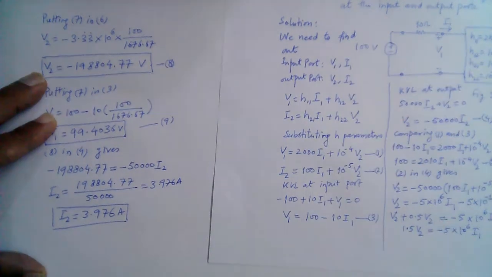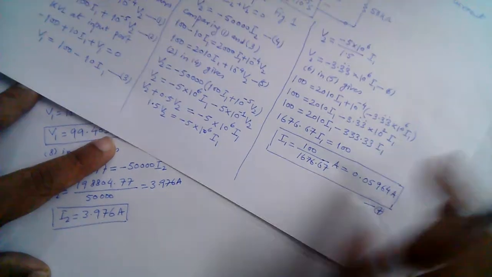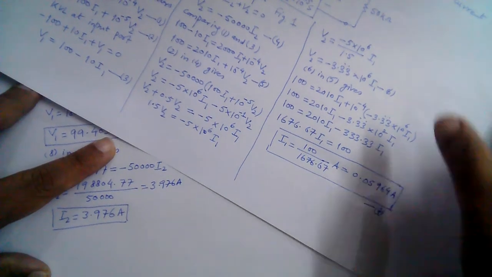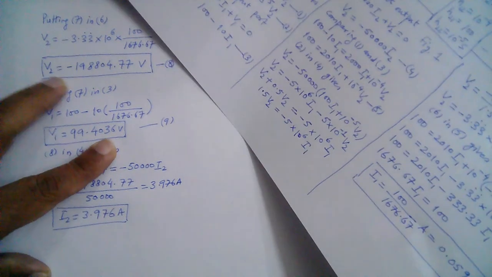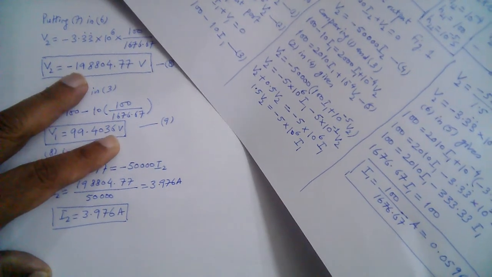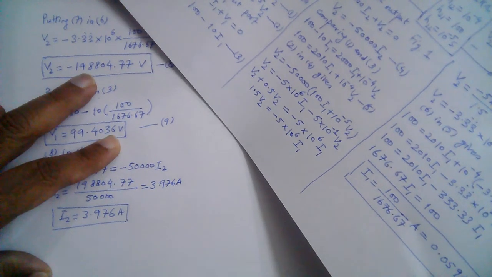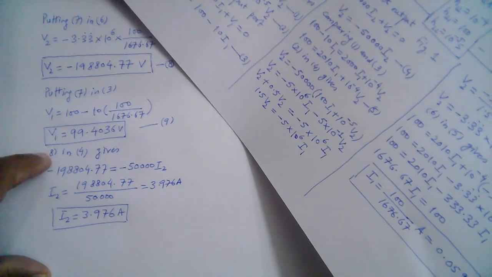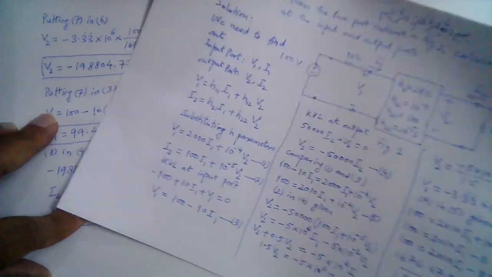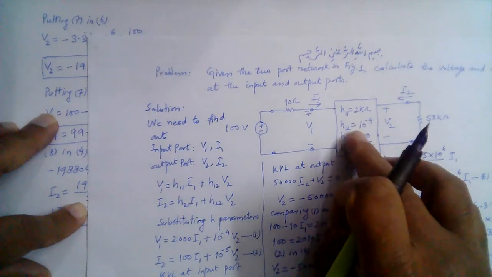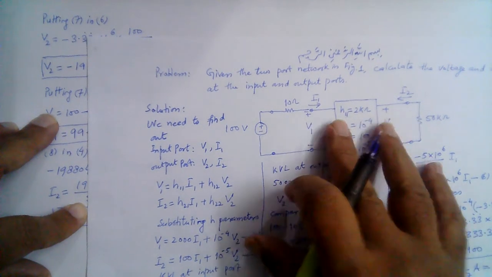So we have found out all the 4 parameters. We have found out V1, 99.4036, we have found I1, that is 0.05964 amperes. Current at the input port is very small, and we have found V2, which is quite a large voltage, minus 198804.77 volts, and we have found the current I2, 3.976 amperes. So these are all the 4 parameters we have determined by using the given H parameters and the circuit conditions at the input and the output port.